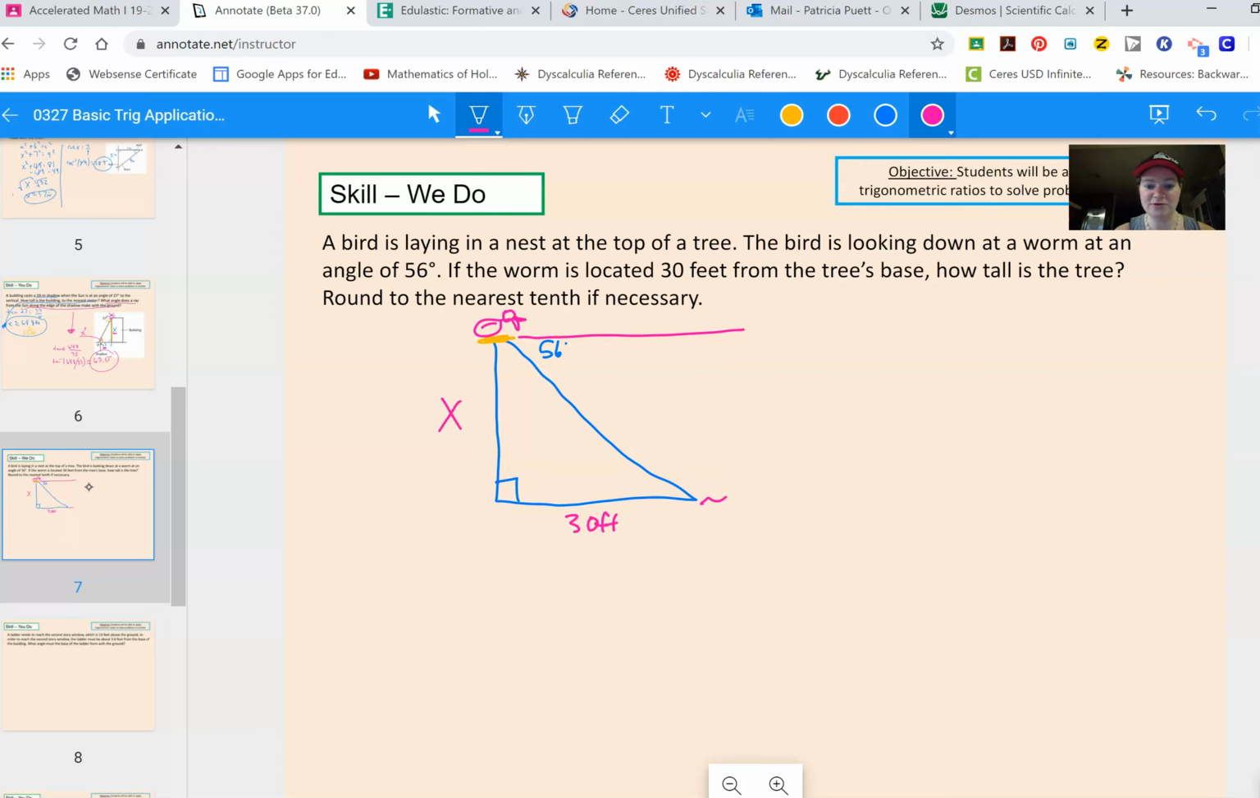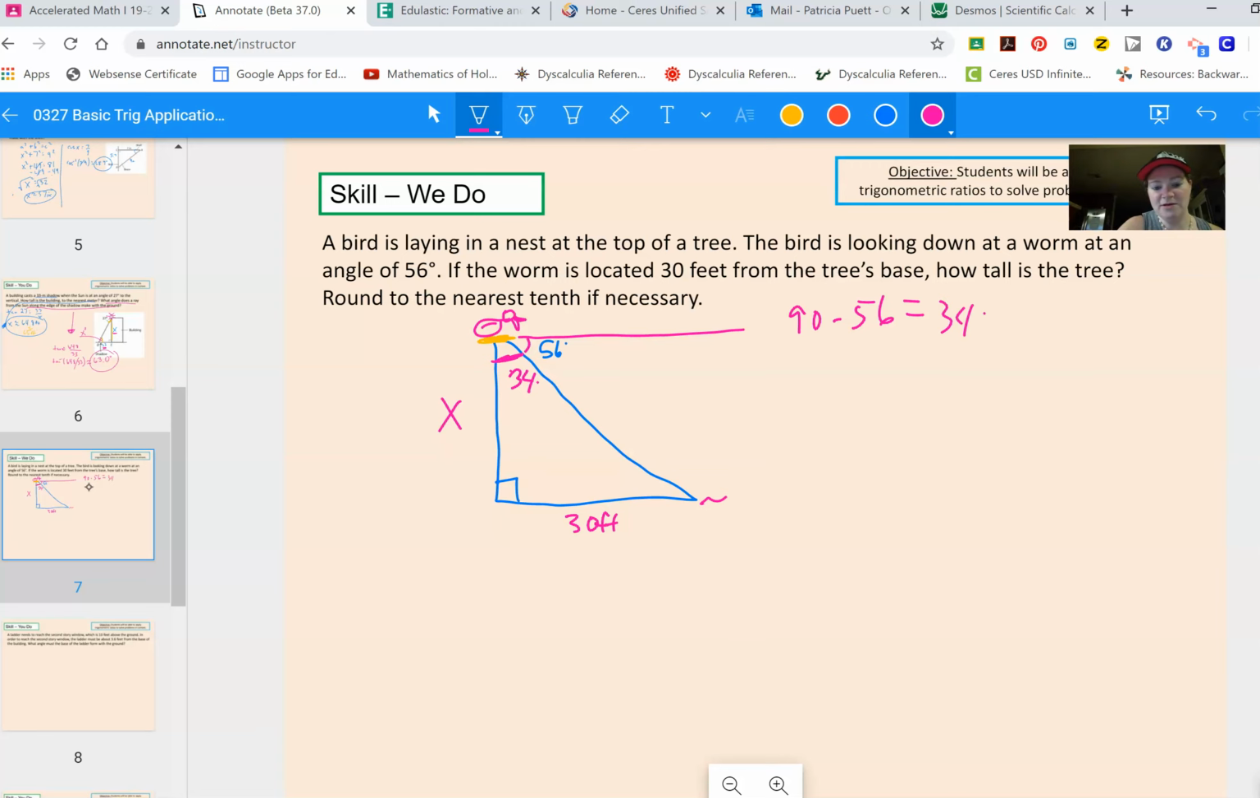Okay, so in other words, you need to figure out what this angle is going to be, and then you can apply. So if you want to, pause the video and see how much of this you can get done. Okay, so I know this angle is going to be 34 degrees. Why 34? Because you have to subtract 90 and 56, the 56 degrees being your angle of depression, to get the 34 that you need.